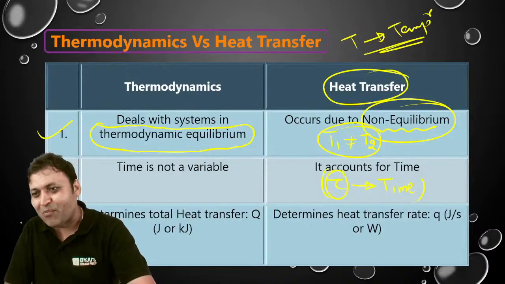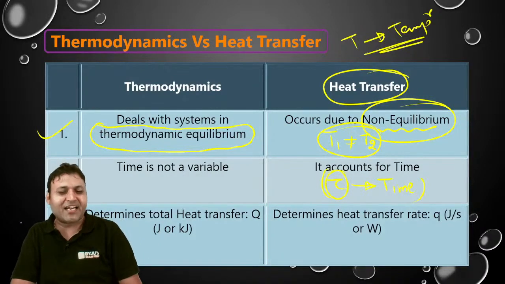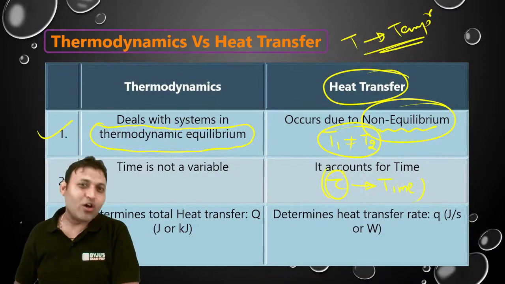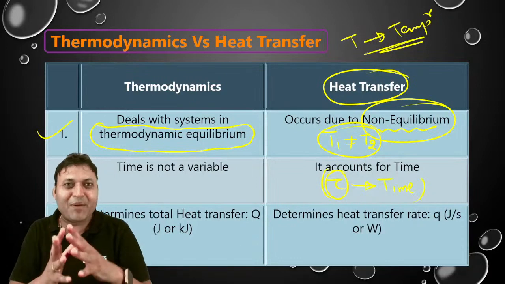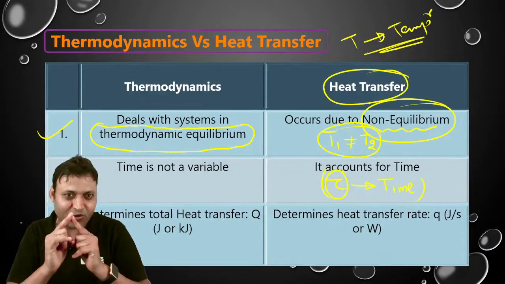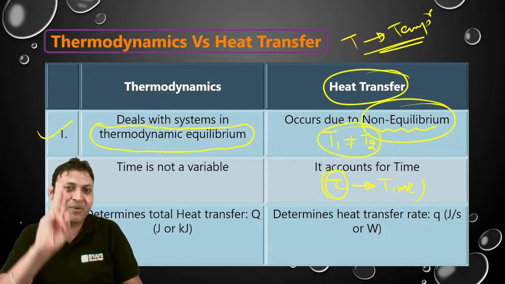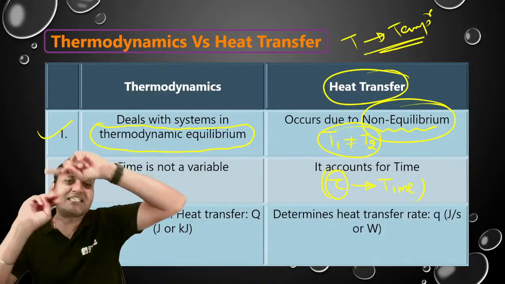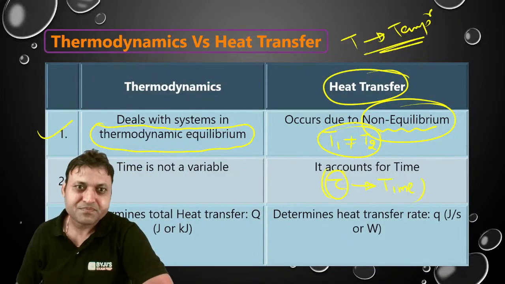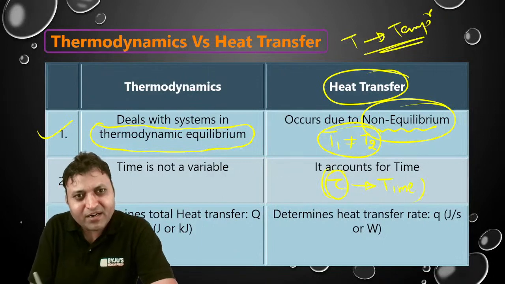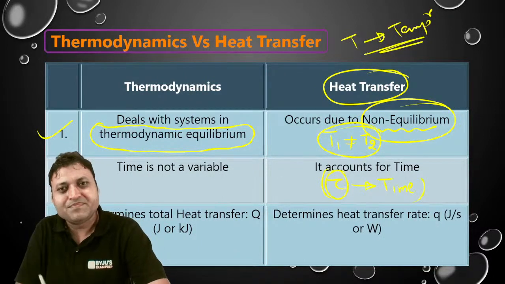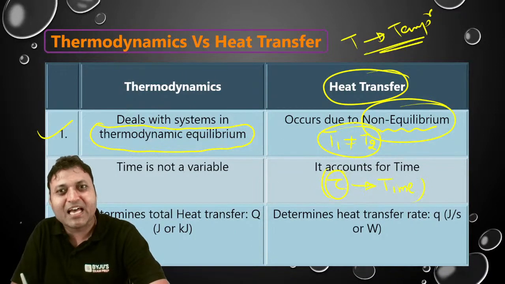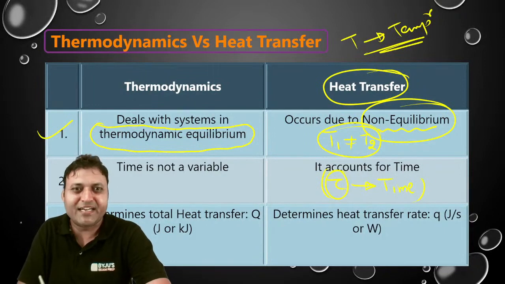The most important difference between thermodynamics and heat transfer: all the laws of thermodynamics are valid and applicable only to a system which is in thermodynamic equilibrium. What makes the system to be in thermodynamic equilibrium? The system has to be in mechanical equilibrium, in chemical equilibrium, as well as in thermal equilibrium with its surrounding. So whenever the system is in thermal equilibrium, then thermodynamics comes into the picture. When the system is not in thermodynamic equilibrium or thermal equilibrium, then heat transfer comes into the picture.